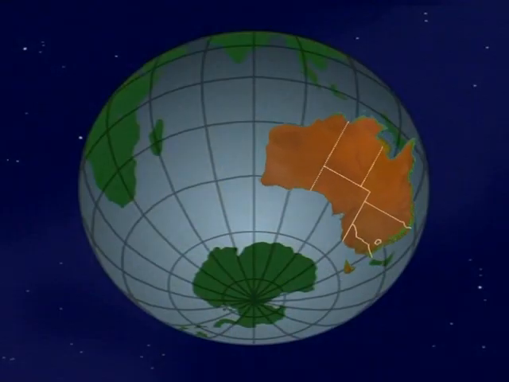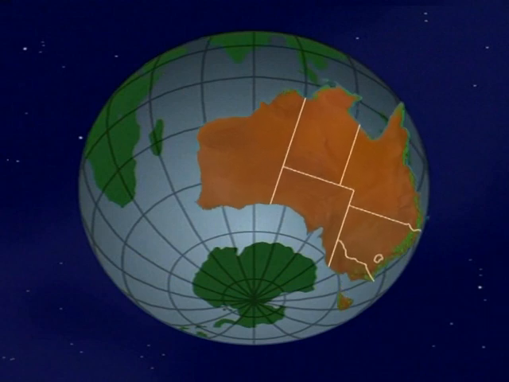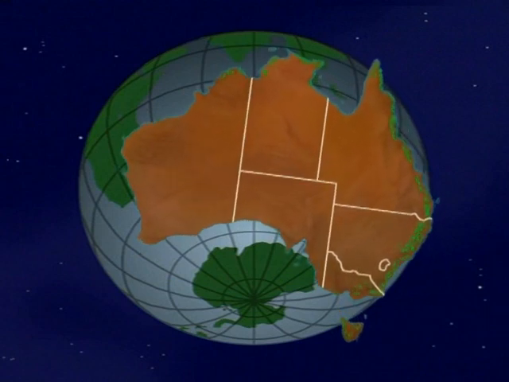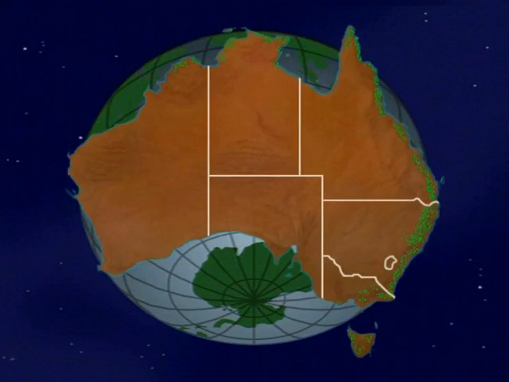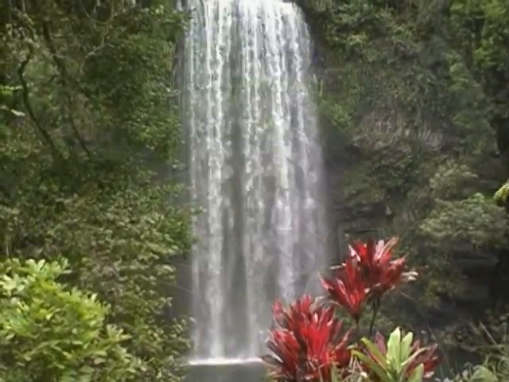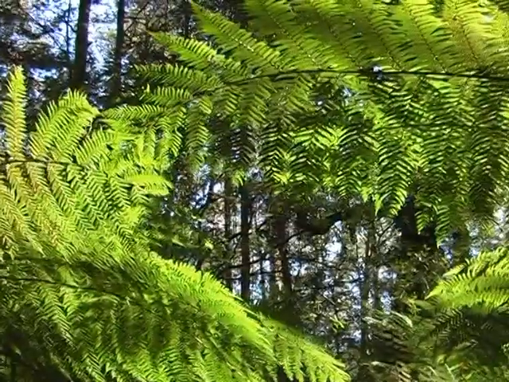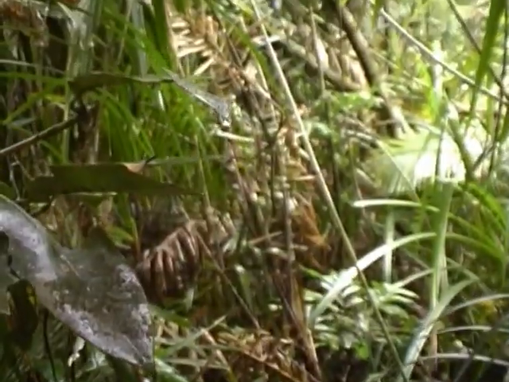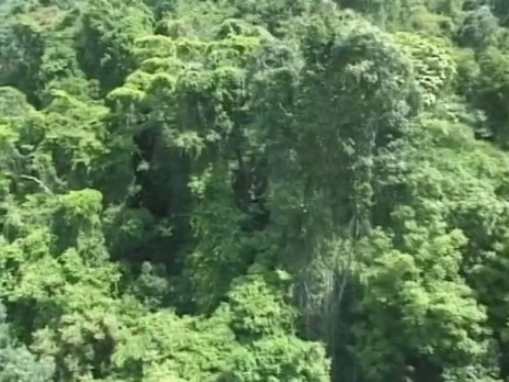Rainforests survived mainly in the cool and wet mountain regions along the east and southeast coast of Australia. They are a reminder of how Australia looked millions of years ago. We can think of them as the dinosaurs of the plant world.